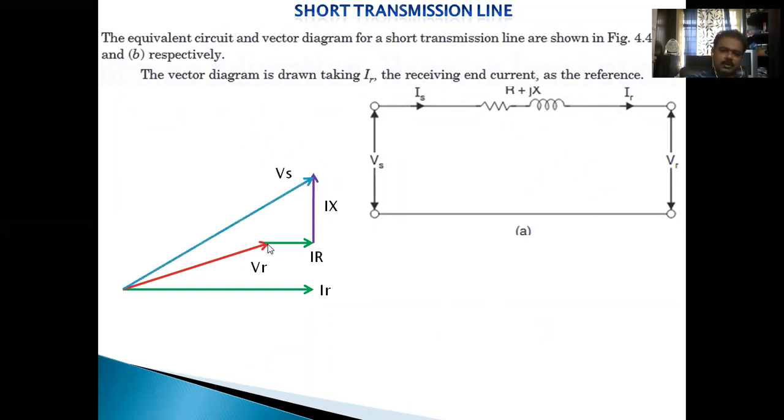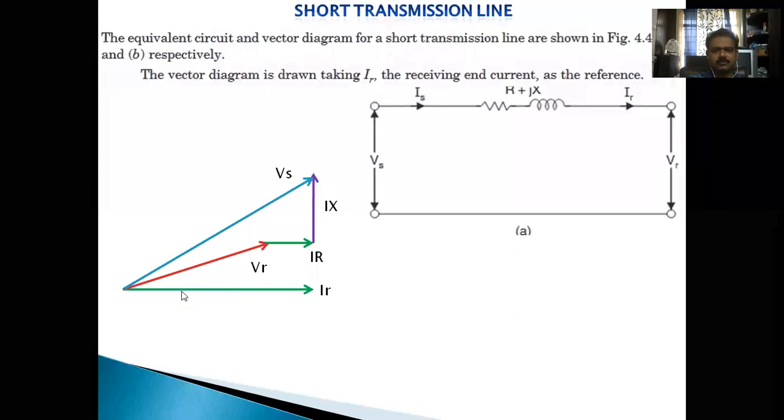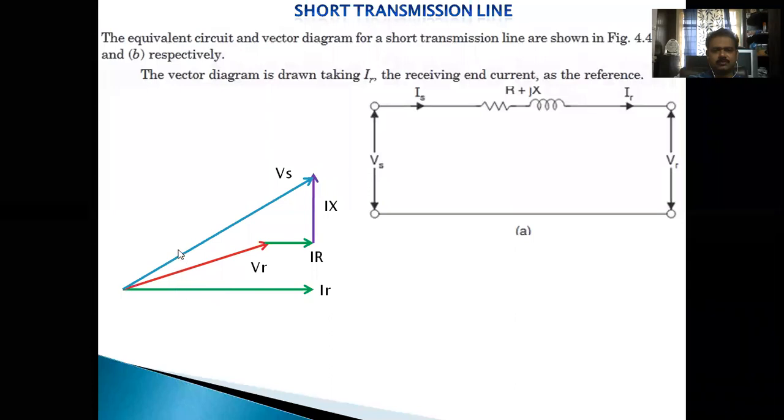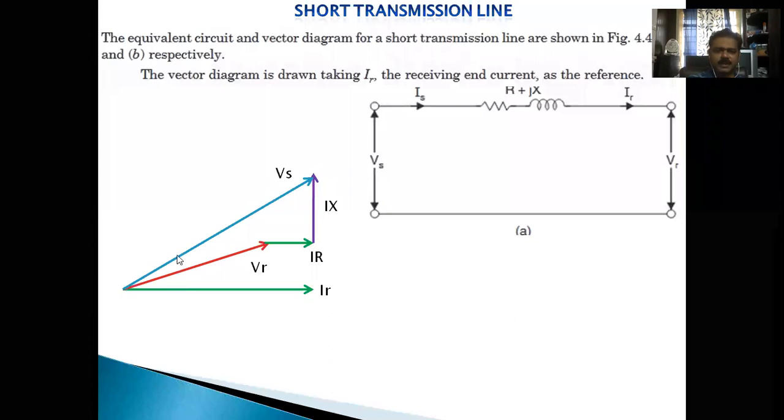So now, this is the voltage drop across the impedance. The voltage drop across the impedance plus the voltage at the receiving end gives the total voltage, just by applying Kirchhoff's voltage law. This is the voltage drop across the total impedance. This plus this directly gives the voltage at the sending end. It makes some angle with the reference current. Both currents in this case are the same, IS is equal to IR. So we can take this angle as the phase angle between these.